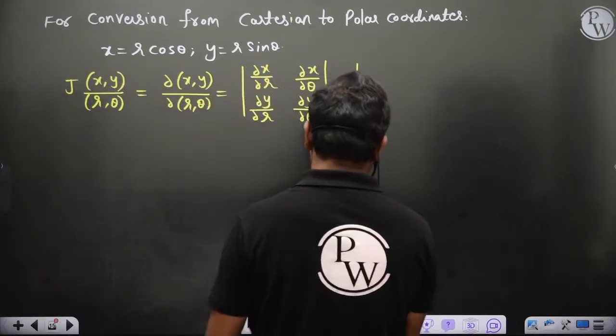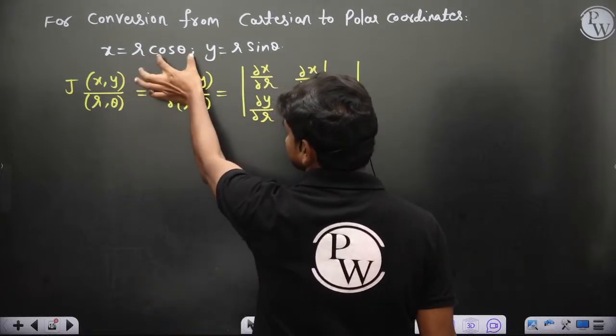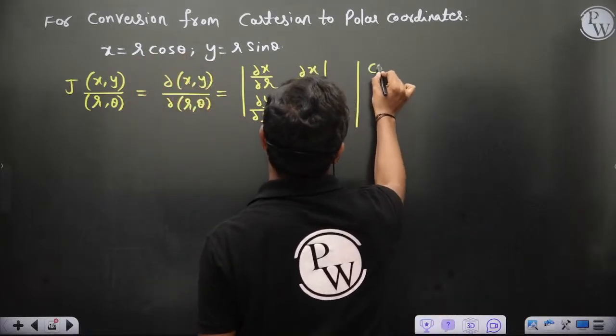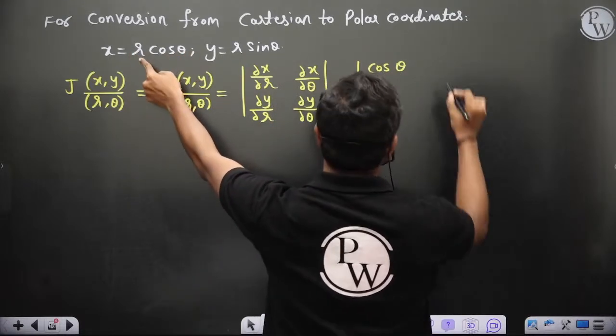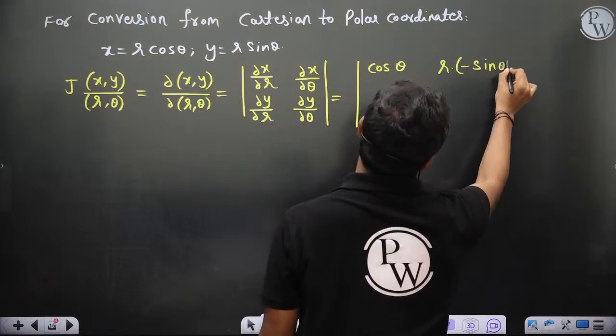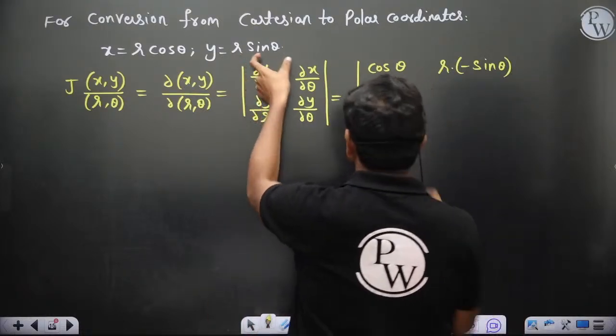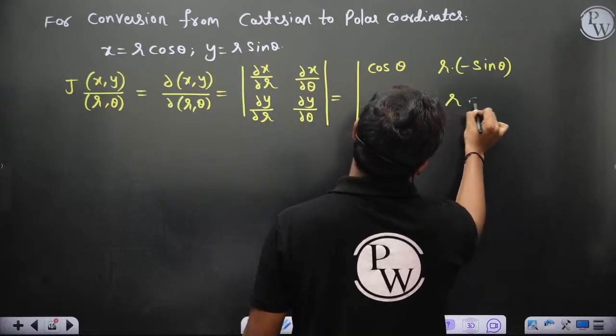What is dou x by dou r? If you differentiate x partially with respect to radius, theta is constant, so cos theta is constant, and you get cos theta. Dou x by dou theta: if you differentiate with respect to theta, r is constant, and the derivative of cos theta with respect to theta is minus sin theta. Then dou y by dou r is sin theta, and dou y by dou theta is r cos theta.